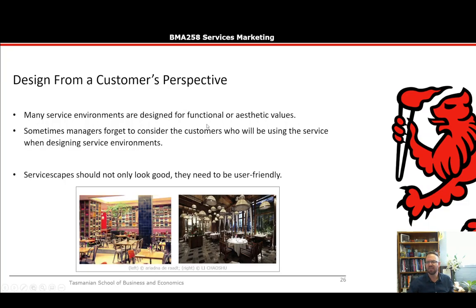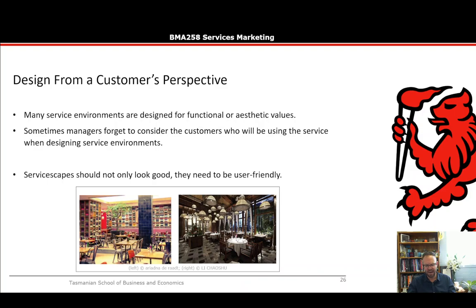All right, so let's think about designing from a customer perspective. So many service environments are designed for functional or aesthetic value, so it looks good or is easy to use. Sometimes managers forget to consider customers who will be using the service when designing service environments. So it's important to remember that servicescapes should not only look good, they need to be user-friendly, and this is where our testing comes in.